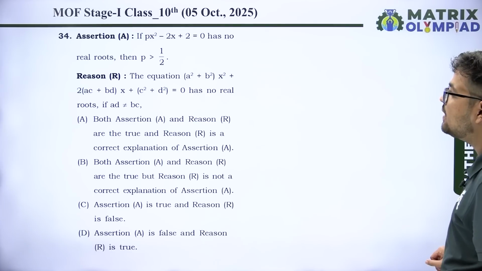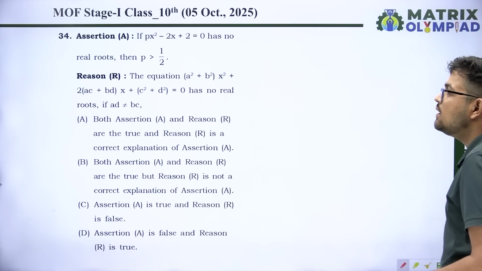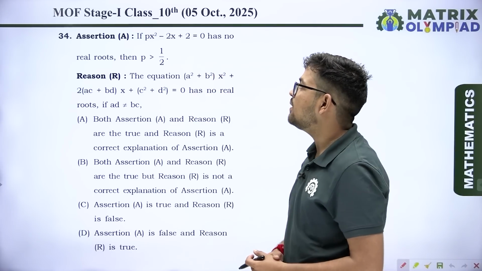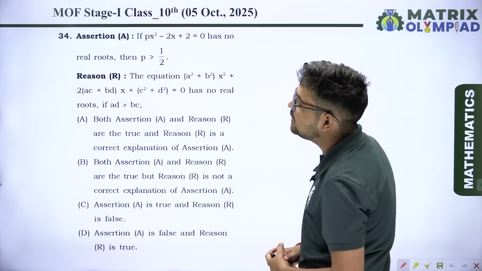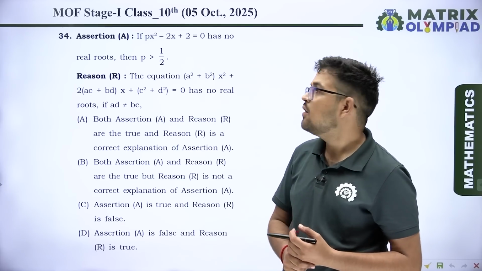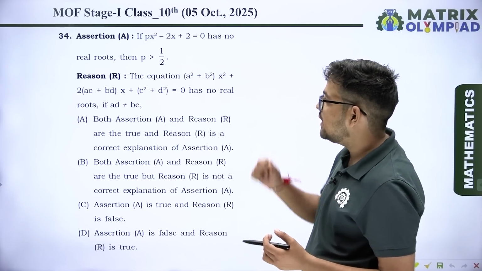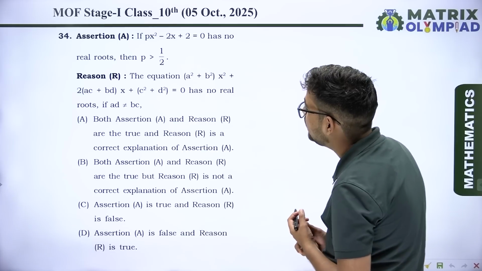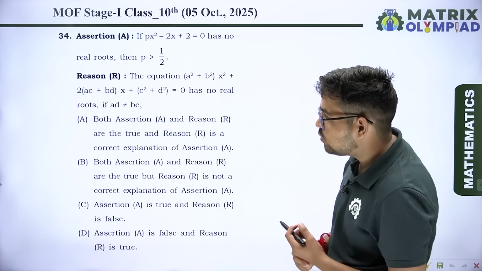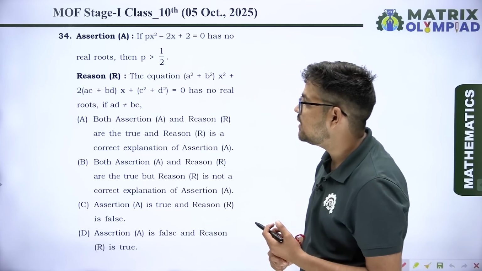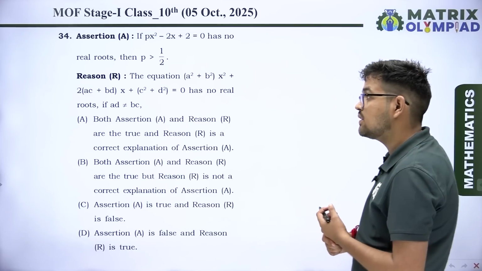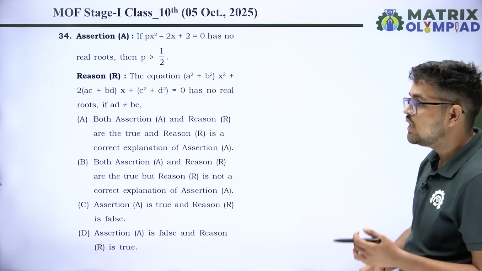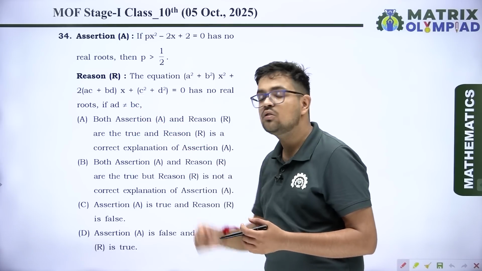Next is an assertion and reason question. The assertion: if px square minus 2x plus 2 has no real roots, then p is greater than 1 by 2. And the reason: the equation (a square plus b square) x square plus 2(ac plus bd) x plus (c square plus d square) equal to 0 has no real roots if ad is not equal to bc.